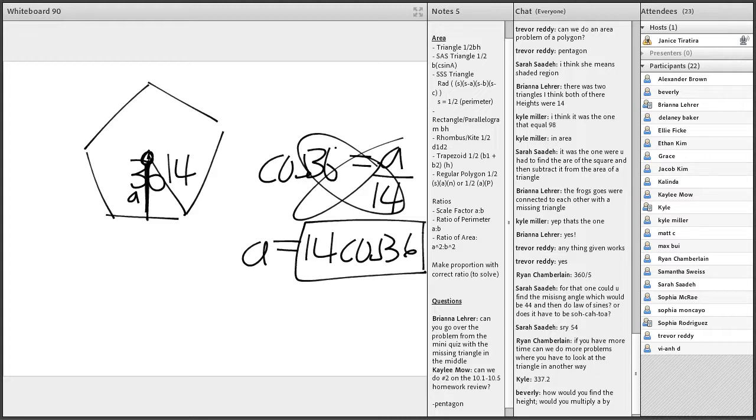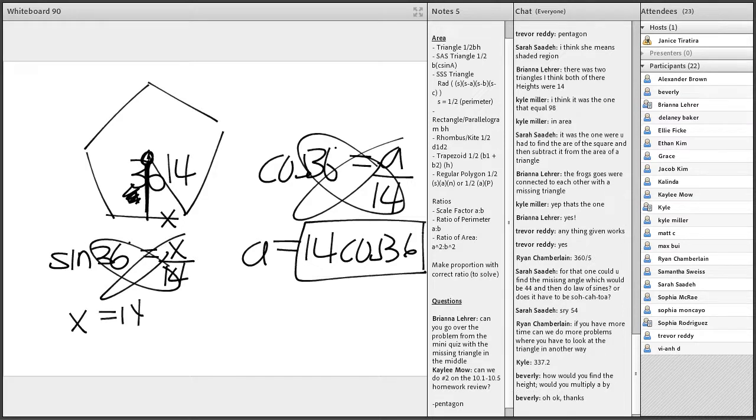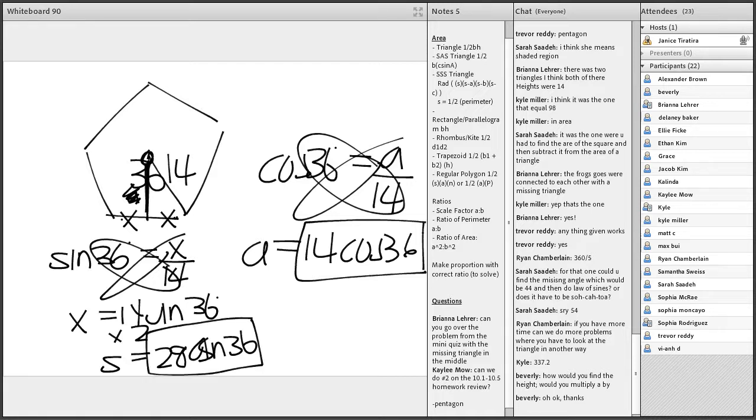Then I'm going to do this again. I'm going to erase this, and I'm going to find x. To find x, I'm going to use sine, because it's opposite over hypotenuse. Cross multiply, I'm going to get 14 sine 36. But 2 x's will equal 1 whole side length. So that means s is double, 28 sine 36. I'm going to save that for later. And then the number of sides, we already know it's 5 for a pentagon.